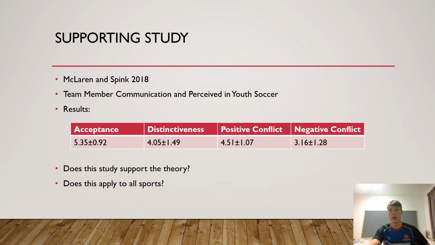Due to these results, McLaren and Spink concluded that more work is needed in this research area to add to the robustness of the communication theory. Furthermore, they concluded that if more work was conducted, then coaches could use this information to tailor their coaching to how specific types of communication could differentially relate to perceived cohesion. The results that McLaren and Spink found support the communication theory.